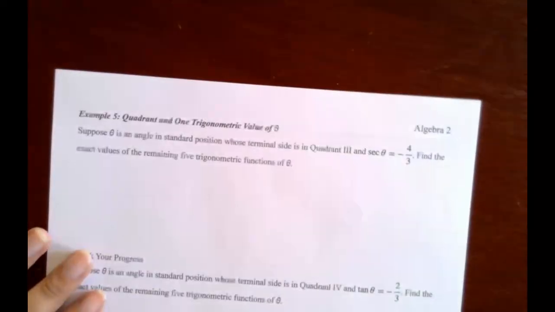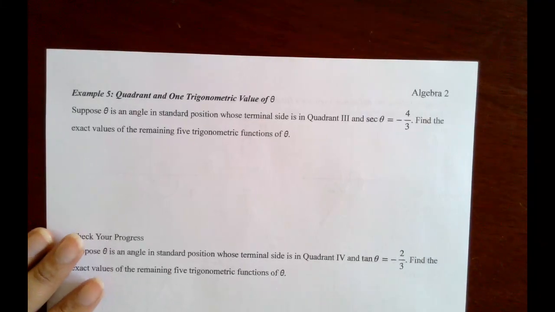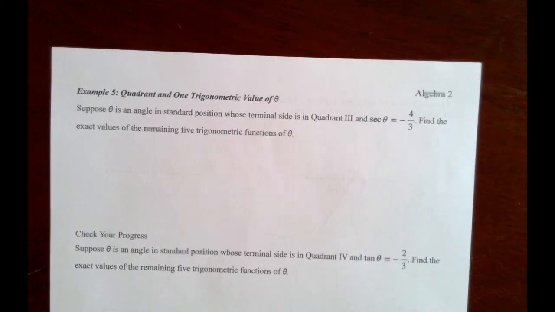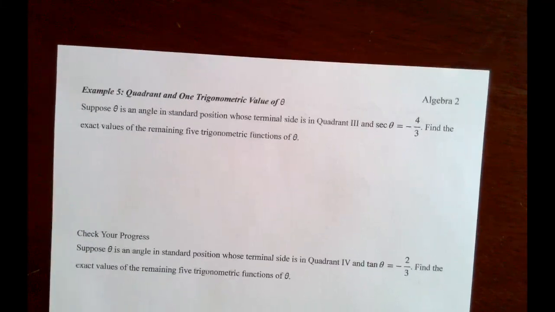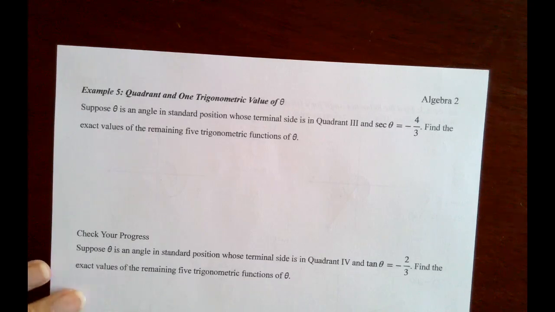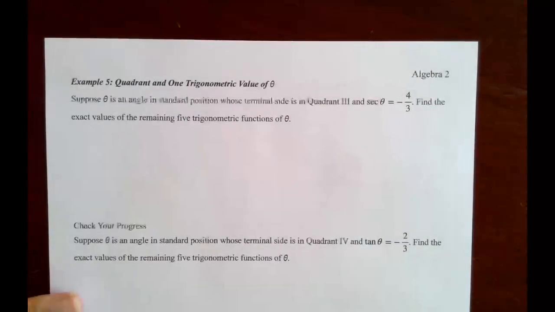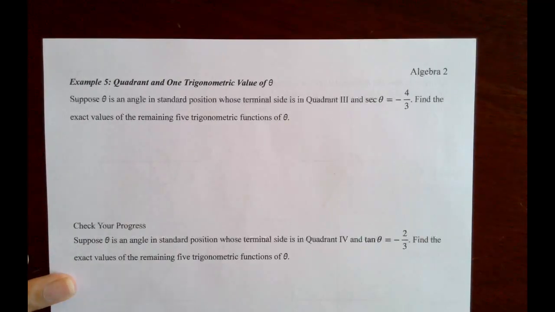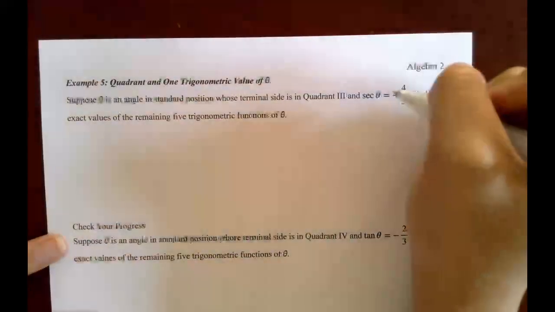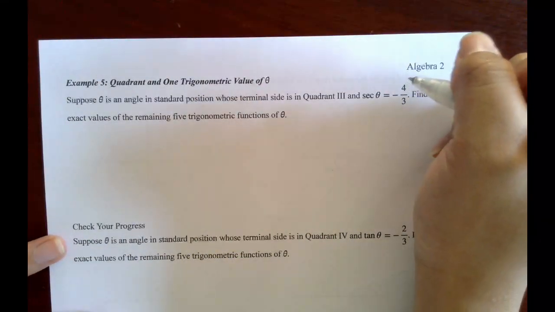Okay, next is example 5. Suppose theta is an angle in standard position. The terminal side is in quadrant 3, and secant theta is negative 4 over 3. We want to find the exact values of the remaining 5 trigonometric functions of theta. Okay, so let's draw this. So it's in quadrant 3.